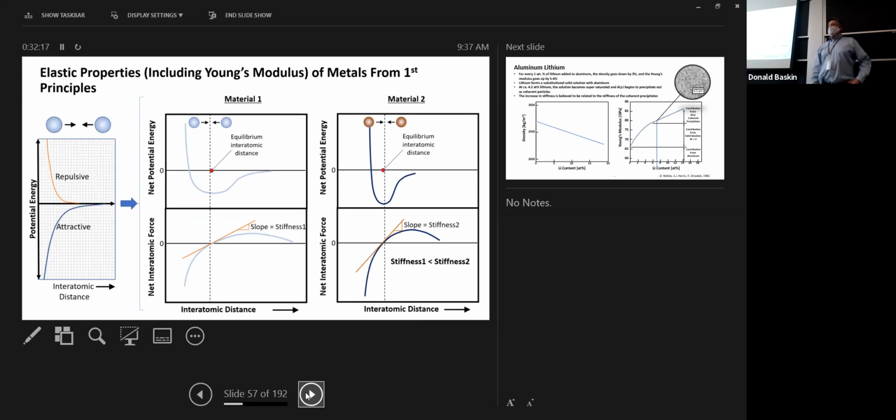Does anybody remember how Young's modulus is calculated, or what factors in a material affect Young's modulus? Remember this about the potential well? No? Okay.